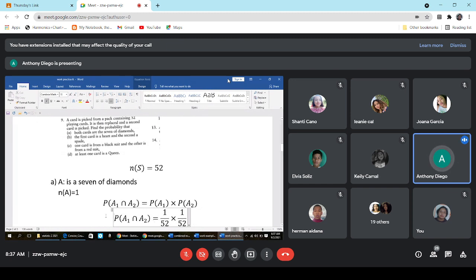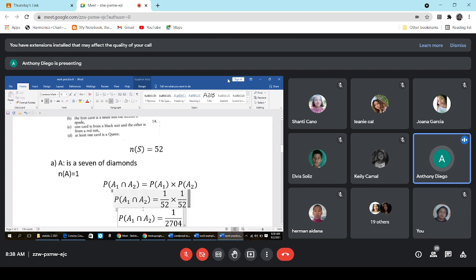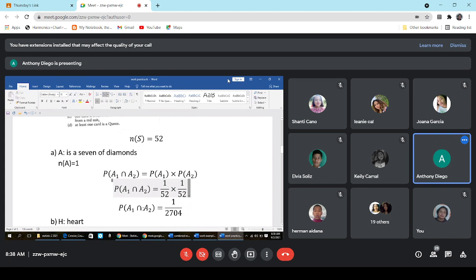So in this case, we only have one 7 of diamonds, but however, selection was with replacement, so you still have another opportunity to draw that 7 of diamonds. So the probability of A sub 1 intersecting A sub 2, that is, drawing a 7 of diamonds at the first pick and a 7 of diamonds at the second pick, our answer there will be 1 over 2704.